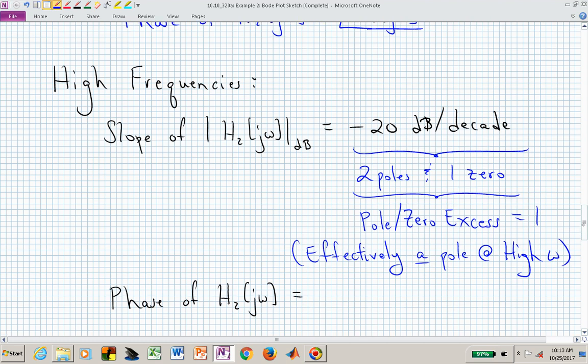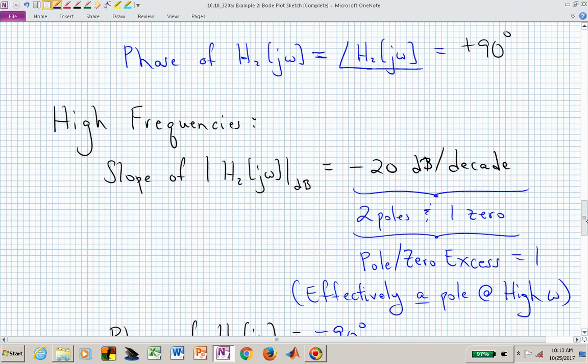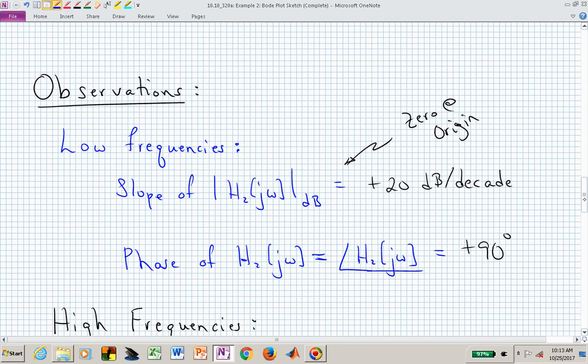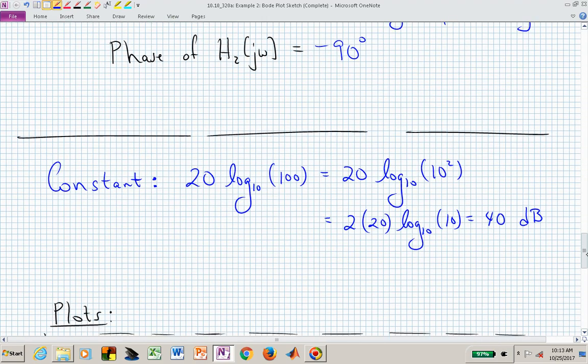And what's the phase of our transfer function at high frequencies? Well, now that we've done this pole zero excess thinking, we now know we have one pole in effect at high frequencies, and one pole contributes minus 90 degrees. And that's now another way that we can check our phase plot. We know we should be ending up at high frequencies having a phase of minus 90 degrees. At low frequencies, we're starting at plus 90 degrees. So that gives us a way to check our work as we're drawing these Bode plots.